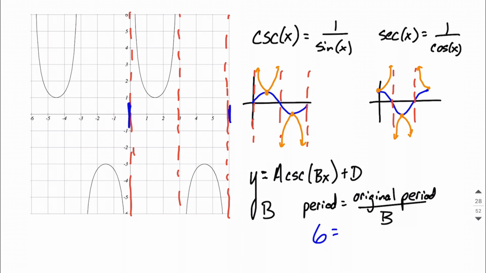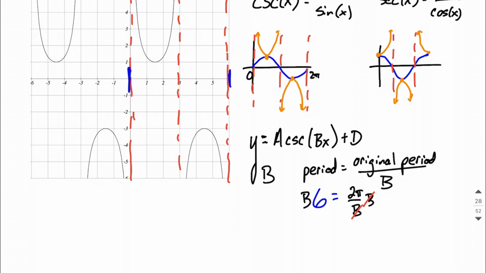Now, what's the original period of cosecant? Well, it typically starts at 0 and ends at 2 pi, just like sine does. So the original period there is 2 pi. But we have to divide that by b. Now we have an equation where we don't know what b is, but we should be able to solve that equation for b. So initially I'm going to multiply both sides by b. Can't really solve for it while it's stuck in the denominator. So this gives us 6b equals 2 pi. And then to isolate the b, we'll divide both sides by 6. In simplifying, the 6's go away. We get b equals, simplifying down, pi over 3.